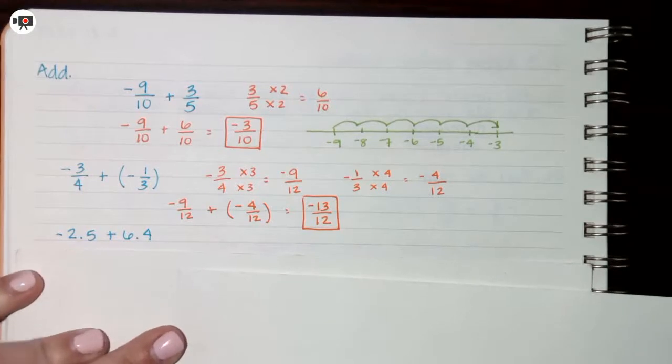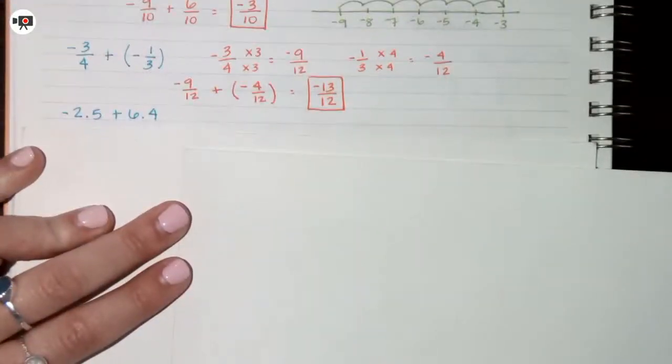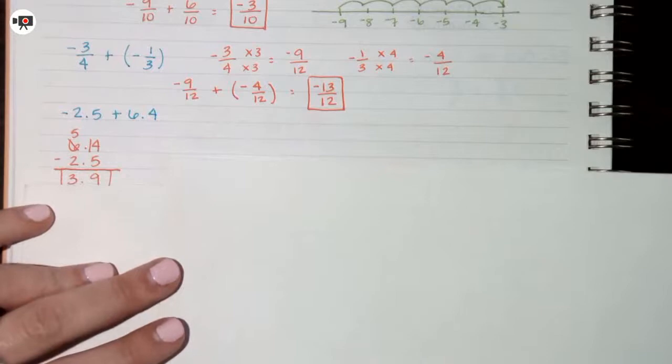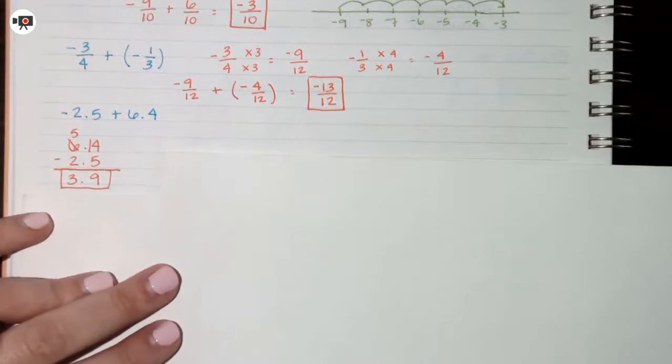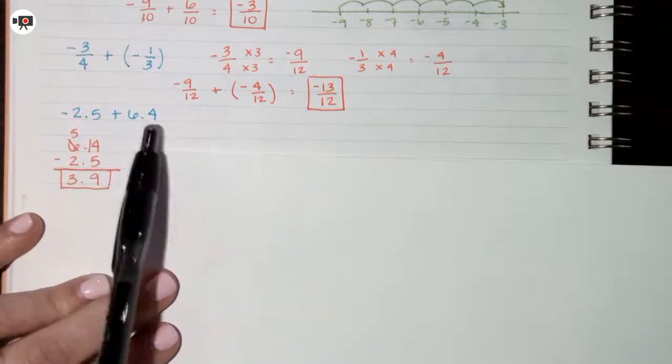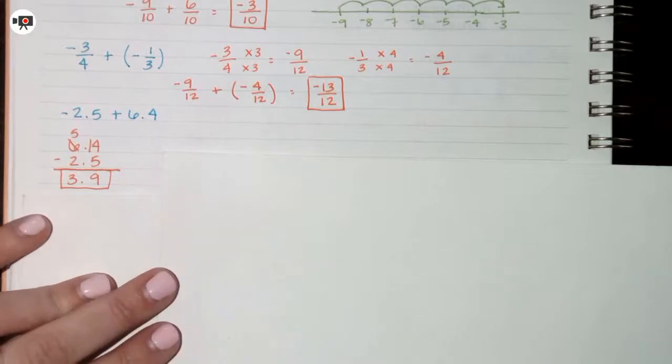And adding these two decimals, negative 2.5 plus 6.4. I'm going to subtract and take the sign from the larger absolute value number.